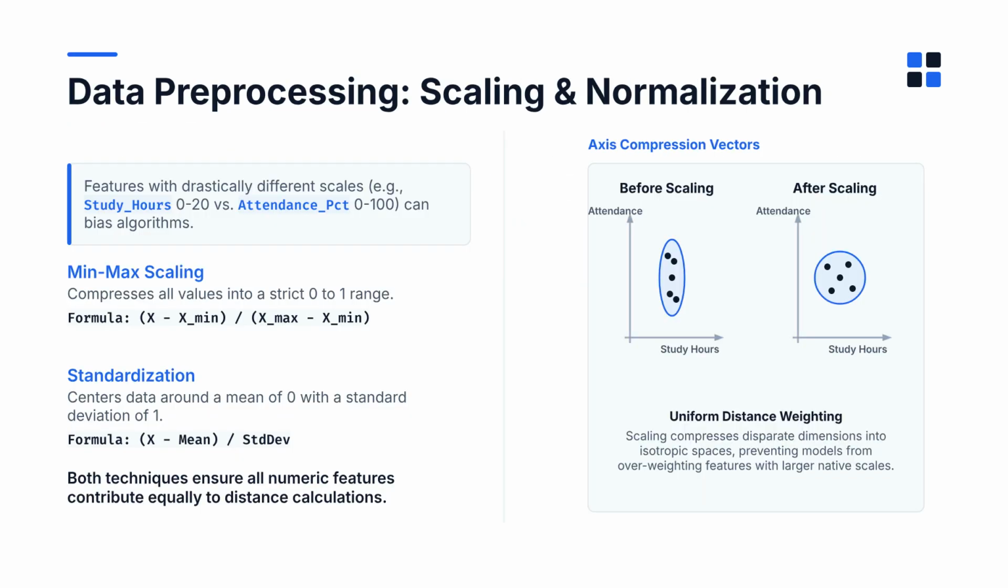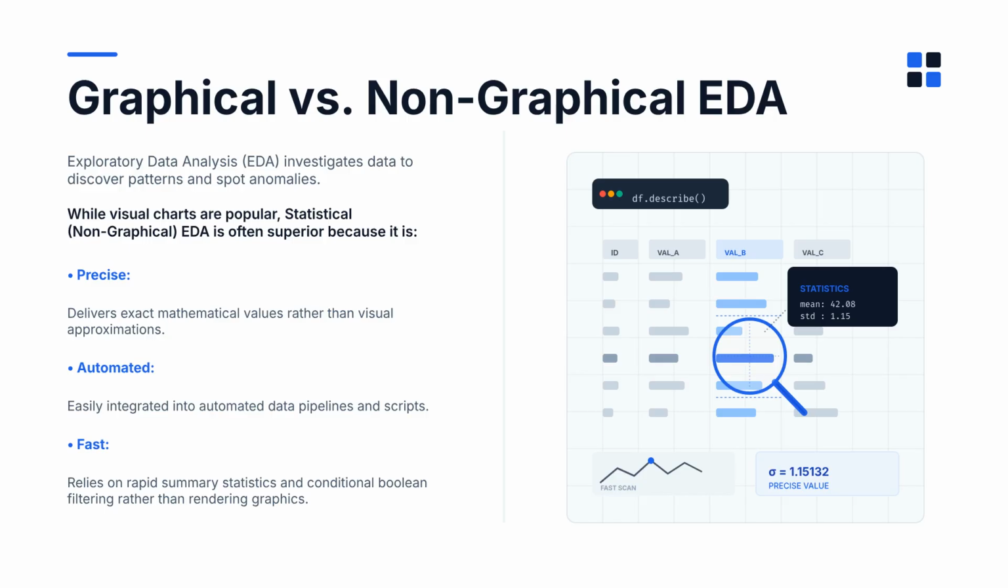Data normalization is critical when features exist on drastically different scales. Techniques like min-max scaling or standardization help ensure that all numeric features contribute equally to distance-based calculations. Exploratory data analysis can be graphical or statistical. While visual charts are standard, statistical non-graphical EDA is often preferred for being precise, easily automated, and computationally fast.